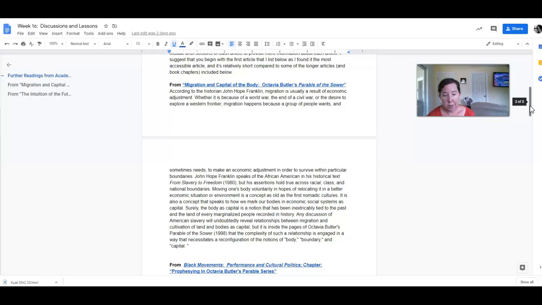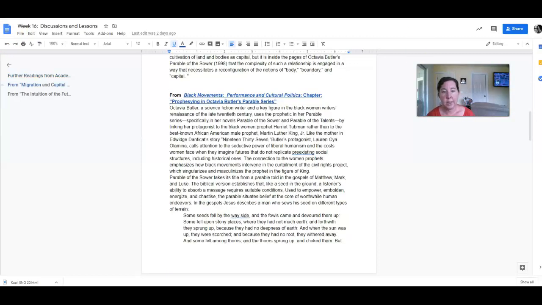But also, he specifically then hones in on Parable of the Sower to look at the complexity of such a relationship as it's engaged in a way that necessitates a reconfiguration of the notions of body, boundary, and capital. So throughout the rest of the article, he talks about this idea of how, specifically in Parable of the Sower, there is a reconfiguration of notions of body, boundary, and capital.